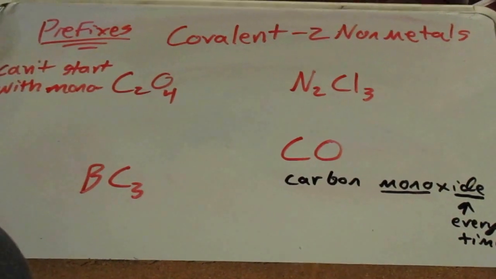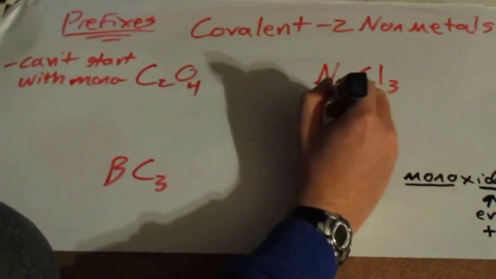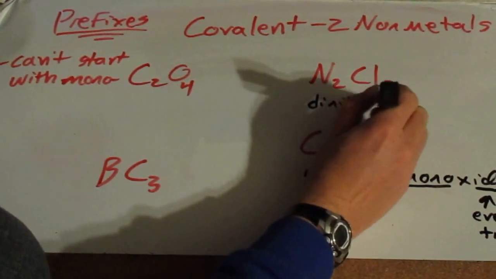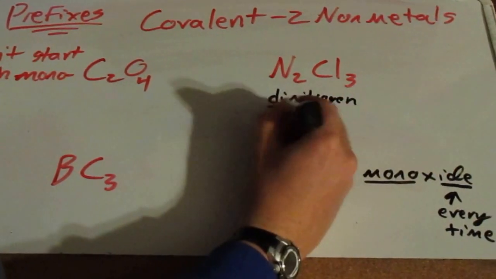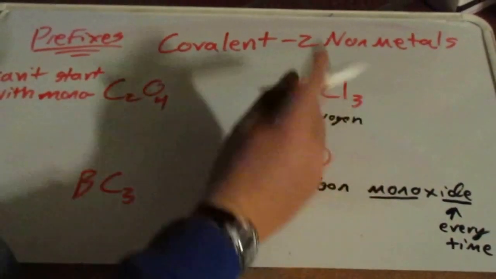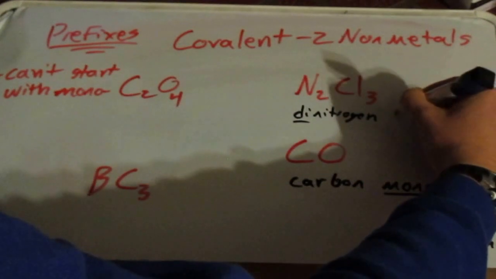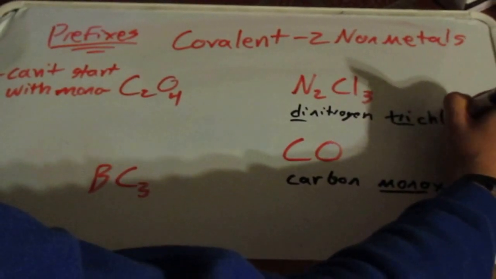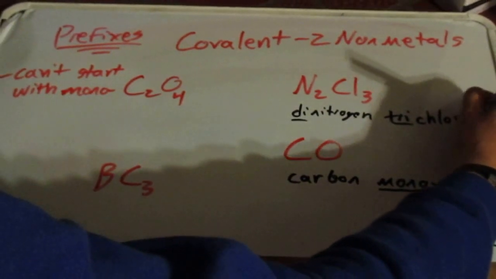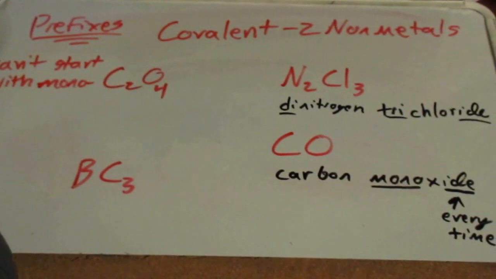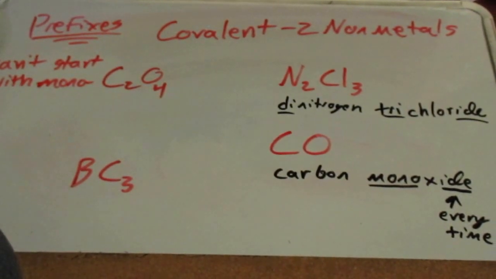Moving forward, just going through some of these again. This one will be dinitrogen. Please note that the prefix is right there. I did not mess with this ending. It's just dinitrogen. And you're going to get trichloride. Again, there is going to be your IDE ending.